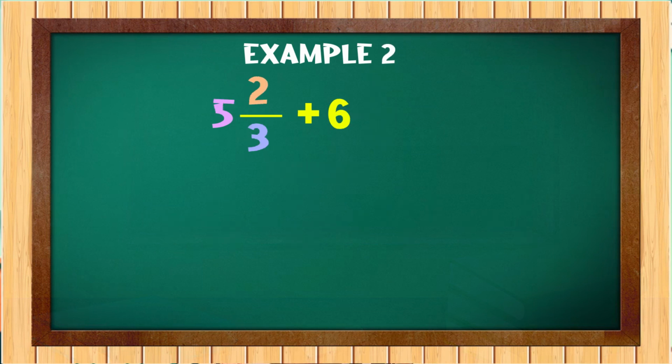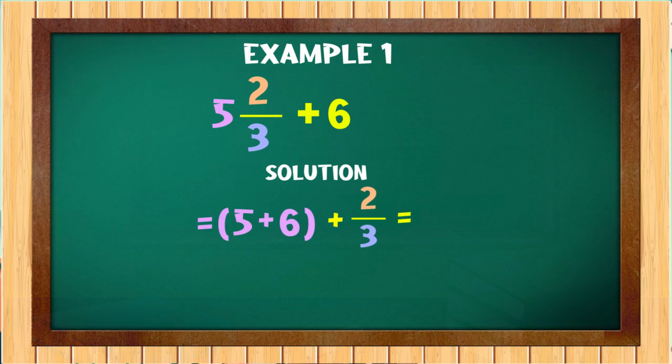Our second example, 5 and 2/3 plus 6. We have a mixed number and a whole number. Let us separate our whole number from the problem. So our whole numbers are 5 plus 6 plus 2/3. 5 plus 6 equals 11, plus 2/3 equals 11 and 2/3.